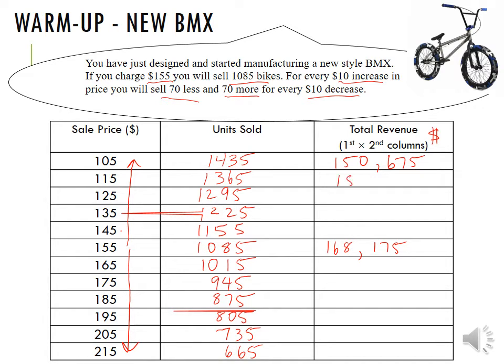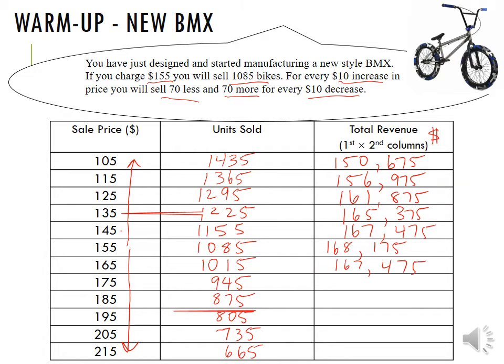150,675, and then 156,975, 161,875, 165,375, and then 167,475. And then we already did the middle one. We got $168,175. And then we'll keep going underneath that.